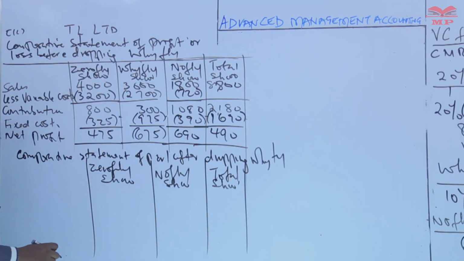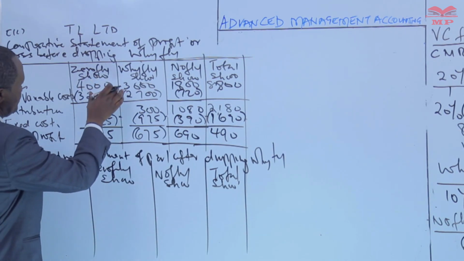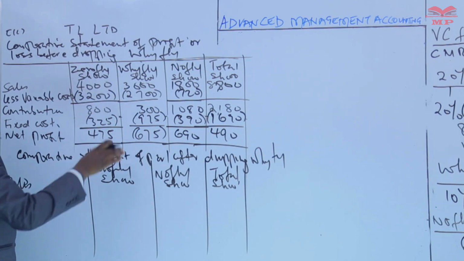You understand? So the first item here is sales. Sales for zero fly candidates. We know zero fly produces 50 units. So the information for zero fly will not change.